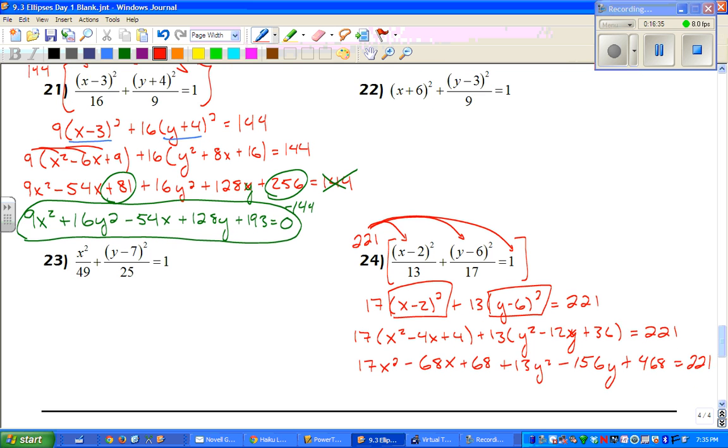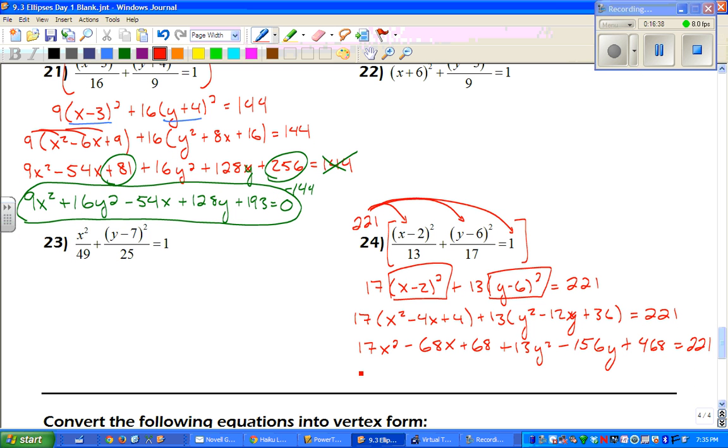And now let's just put it in the right order. So x squared comes first. So 17x squared. That's the first one. Then I need the y squared to come second, so plus 13y squared. Then I need the x term to come, so minus 68x, followed by your y term, so minus 156y.